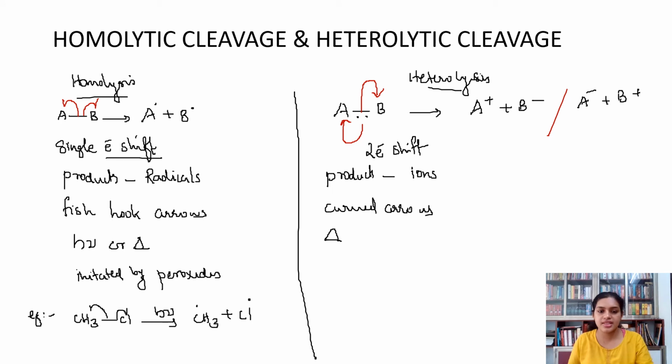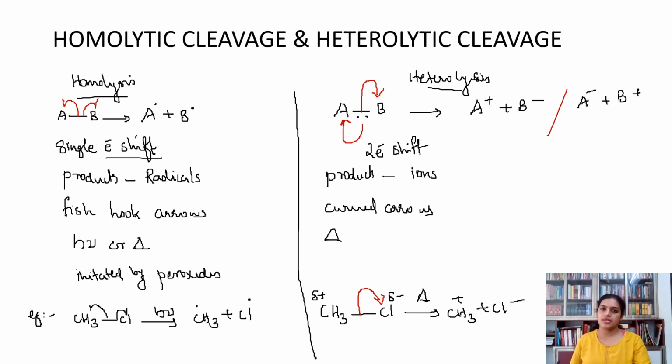And for an example, let's take the same example so that it's more clear for you. We took CH3Cl, and we are heating it. When heating, we know that chlorine is more electronegative than carbon, right? So the normal polarity is Cl delta minus, CH3 delta plus. So definitely the direction of electron shift will be towards chlorine, and therefore the resultant species obtained are CH3 plus and Cl minus. Okay, these are all about homolysis and heterolysis.